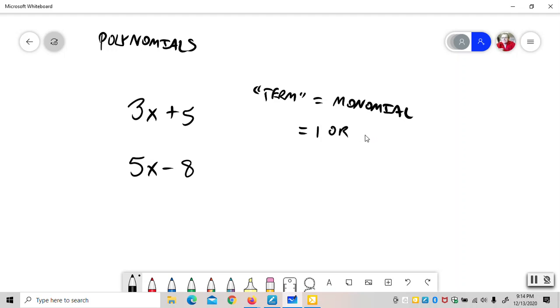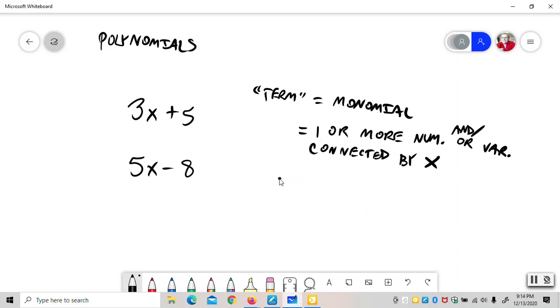One or more numbers or variables, it could be either or both, connected by multiplication. So 6 is a monomial. y is a monomial. 6y is a monomial. 7abc is a monomial. So monomials are essentially equivalent to what we have called terms in the past. No real difference.